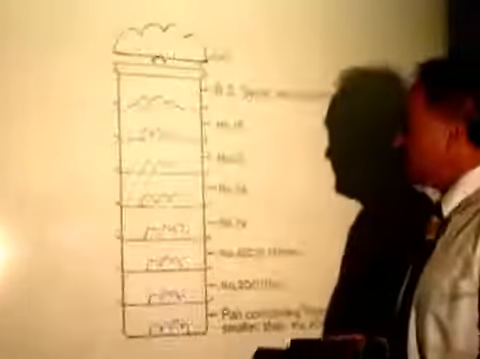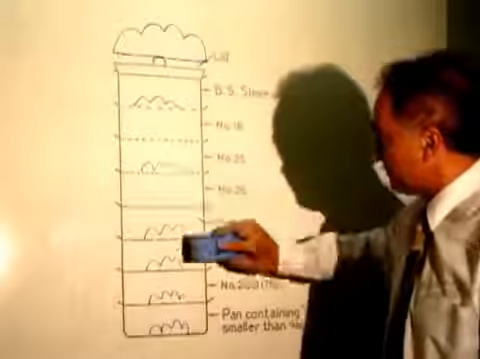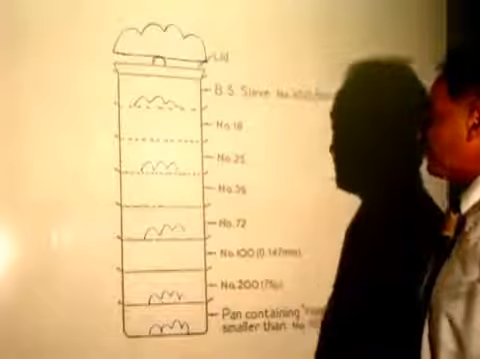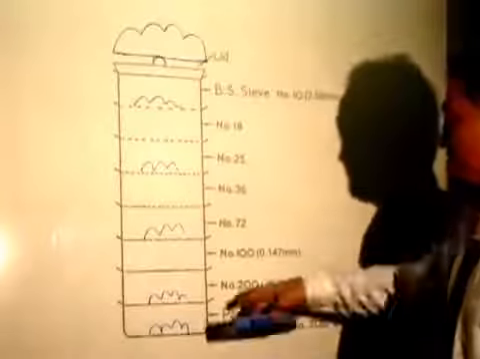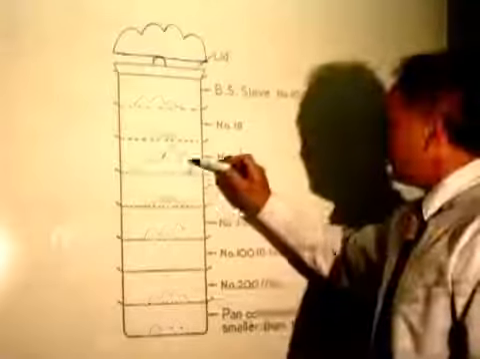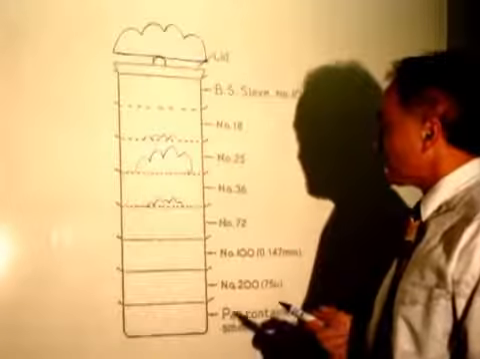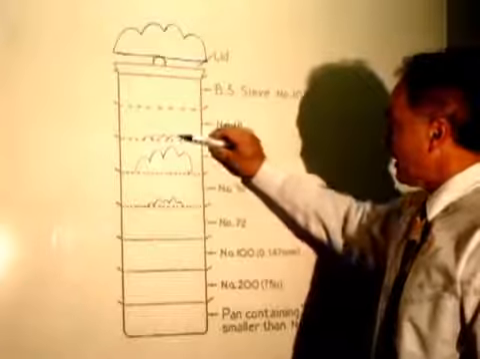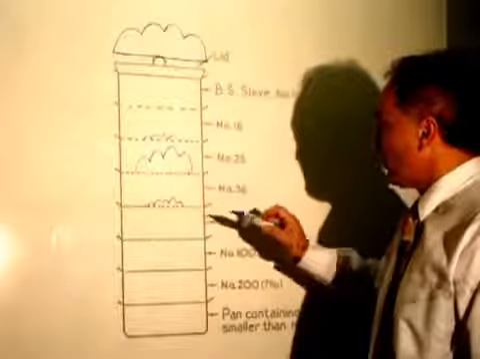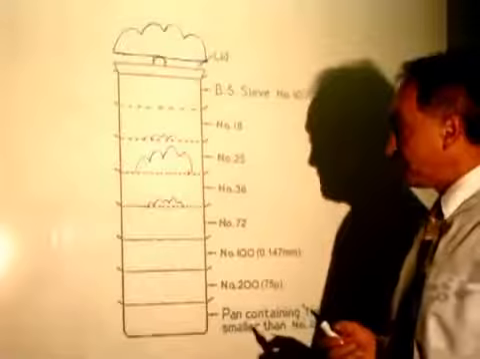If on the other hand there were deficiencies in some of the grades, so there were some particle sizes missing, this would indicate a gap-graded material. If on the other hand we find that the material was essentially only of one size, with only a small amount larger and smaller, this would indicate essentially a uniform material.